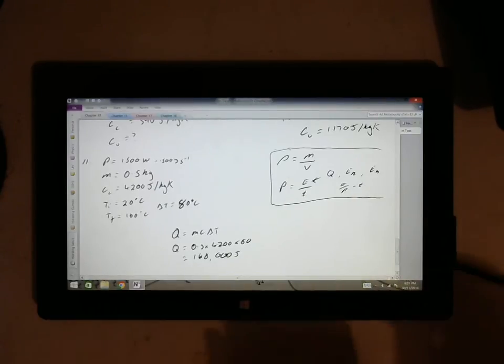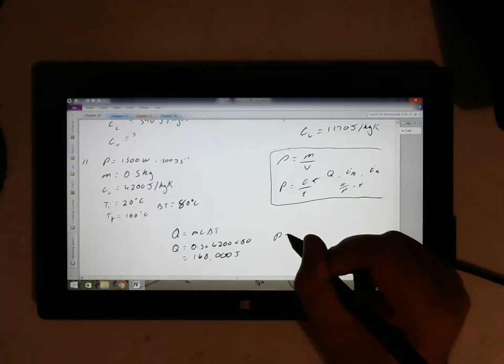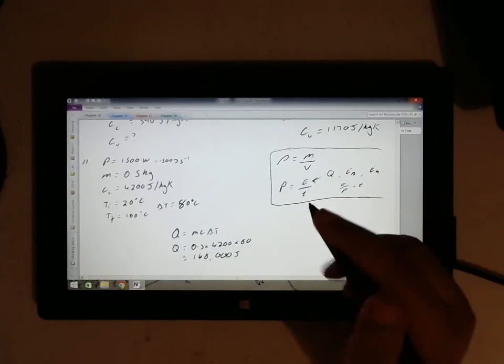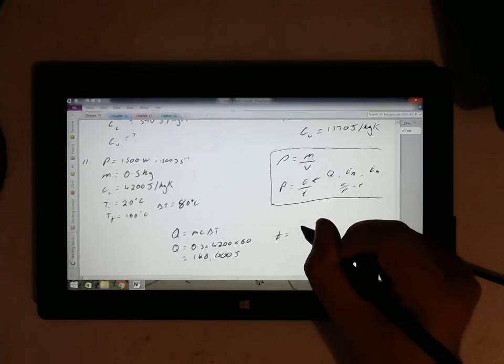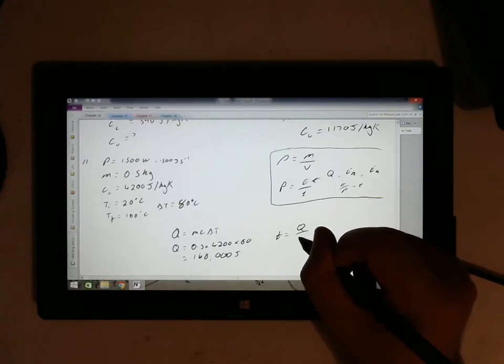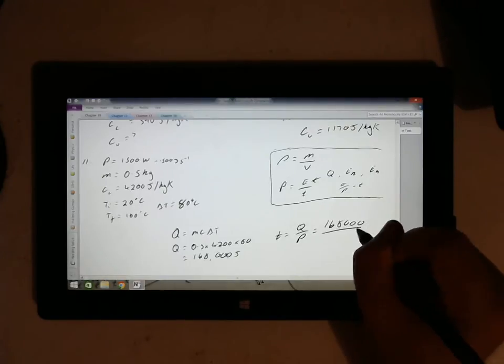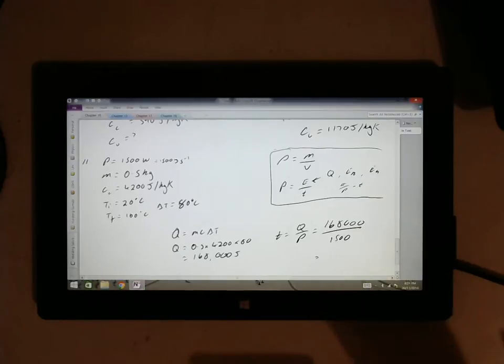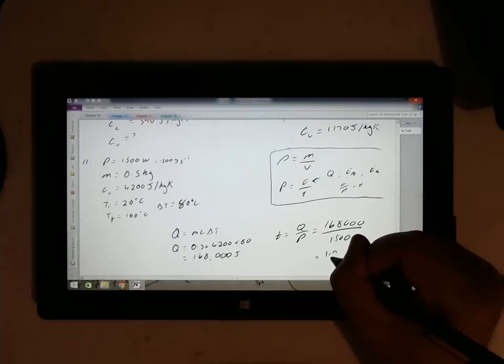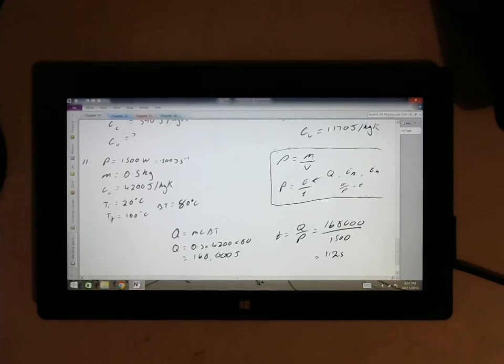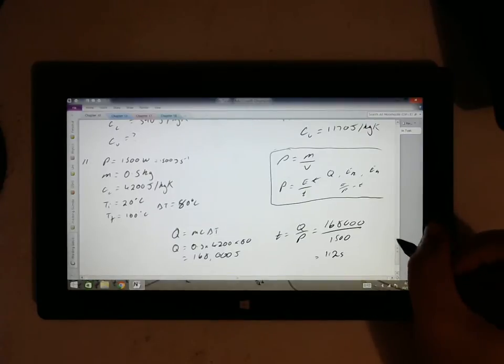So we take our answer, so time in this case, sorry, time will equal Q over P equals 168,000 over 1500, which gives us 112 seconds. And if you've ever had to boil a cup of tea for parents or perhaps yourself, I mean, that's just under 2 minutes. That's pretty reasonable for just a single massive cup of tea.